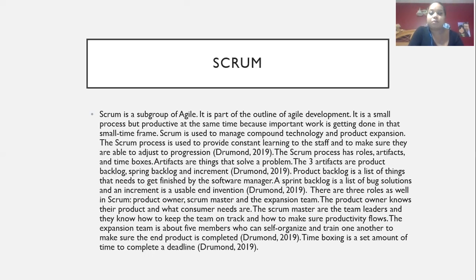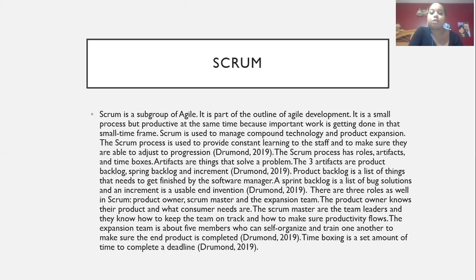The Scrum process has roles, artifacts, and time boxes. Artifacts are things that solve a problem, and there are 3 artifacts: product backlog, sprint backlog, and increment. Product backlog is a list of things that need to be finished by the software manager. Sprint backlog is a list of bug solutions, and an increment is a usable end solution or invention. There are 3 roles as well: product owner, scrum master, and expansion team or team members.